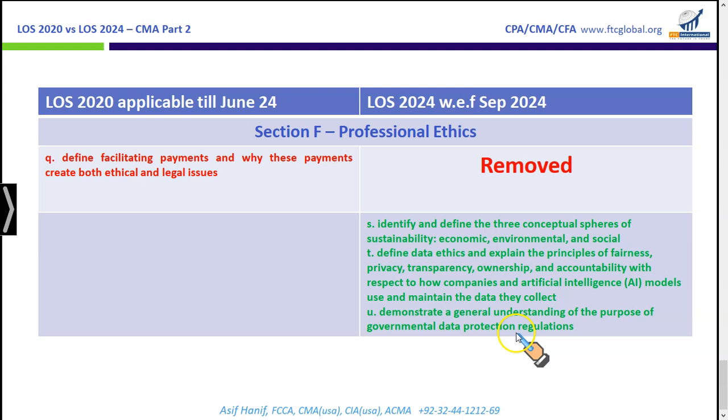So you may see that your Part 2 is more or less the same, just a little change, hardly 1 or 2%, rest 98% is the same.